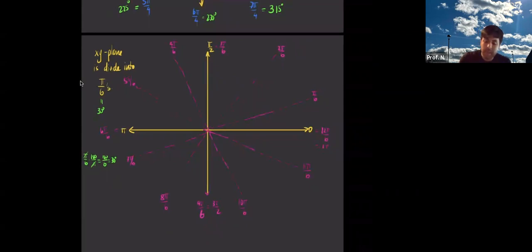And pi over 6 again can be rewritten as what? 30 degrees. This would be written as what? 60 degrees. This is what? 90 degrees. Then this is what? 120 degrees. This is going to be what? 150 degrees. Then this is 180 degrees. You see this consistency behind all of this? This is 210 degrees. This is going to be 240 degrees. This is going to be 270 degrees. This is going to be 300 degrees. This is going to be 330 degrees.